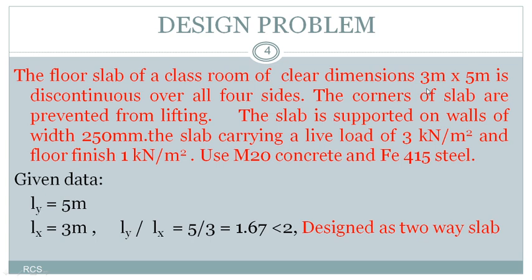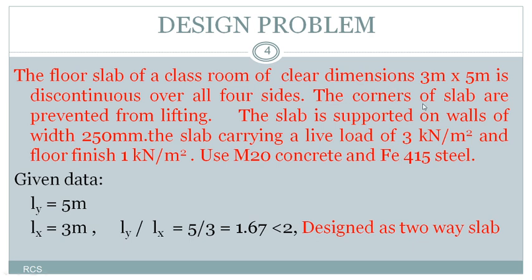That is, the shorter span direction is 3 meters, the longer span direction is 5 meters, and it is discontinuous over all four sides. That means it corresponds to case number 9 in IS 456-2000, Table 26. According to that, we have to calculate the bending moments and quotient of bending moments.